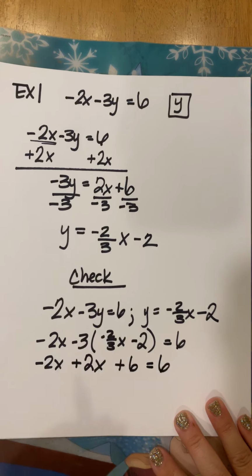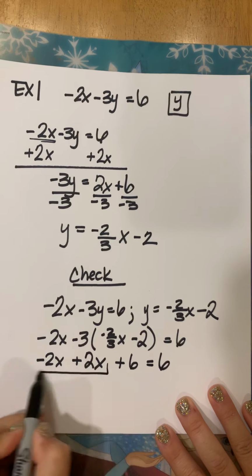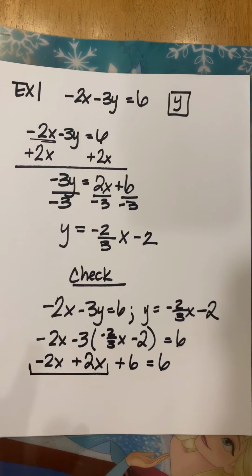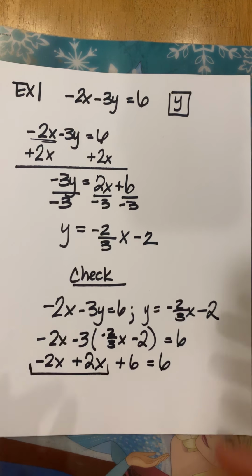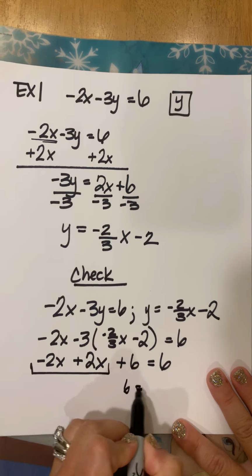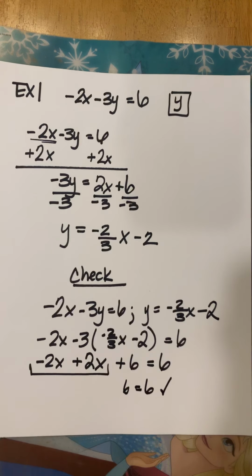You're probably seeing how this is working now. When these two combine, they cancel. Combining like terms, it's going to be 0x, so I don't need to include that. So I'm just going to get 6 equals 6, and there's your check.